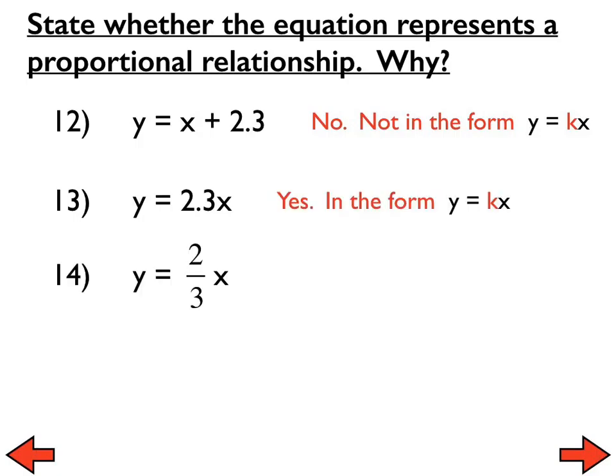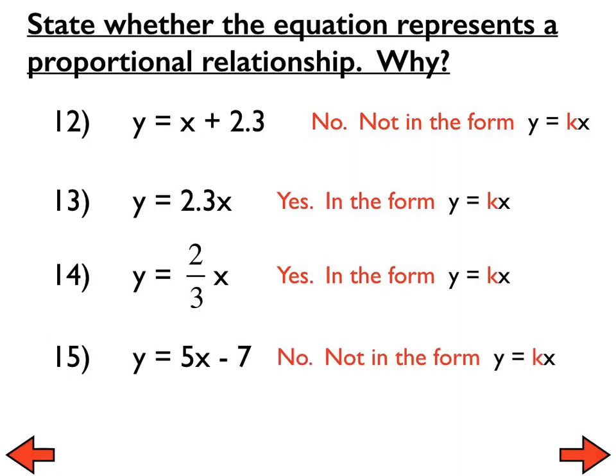Number 14, is that proportional? Yes, it's proportional because there's nothing being added to it. It's just one. Good. It's in the form y equals kx. There's nothing hanging off at the end. Last one? Dominic, tell me yes or no. How do you know? Because there's something being added to it. Good, because there's something added or subtracted to the end of it.